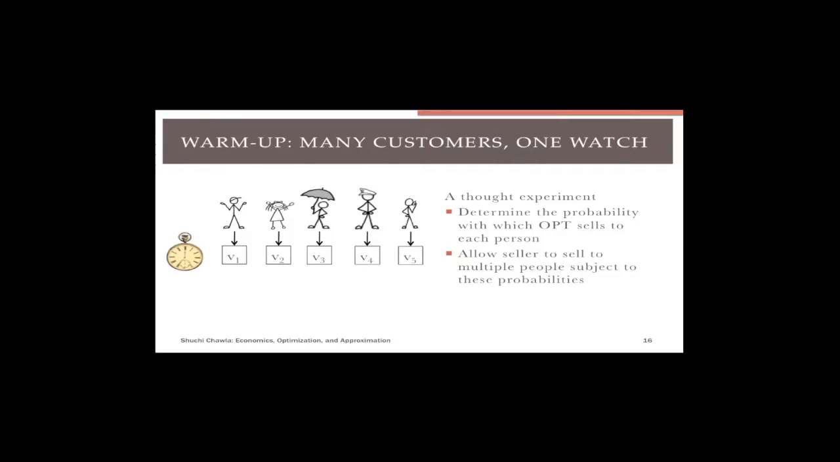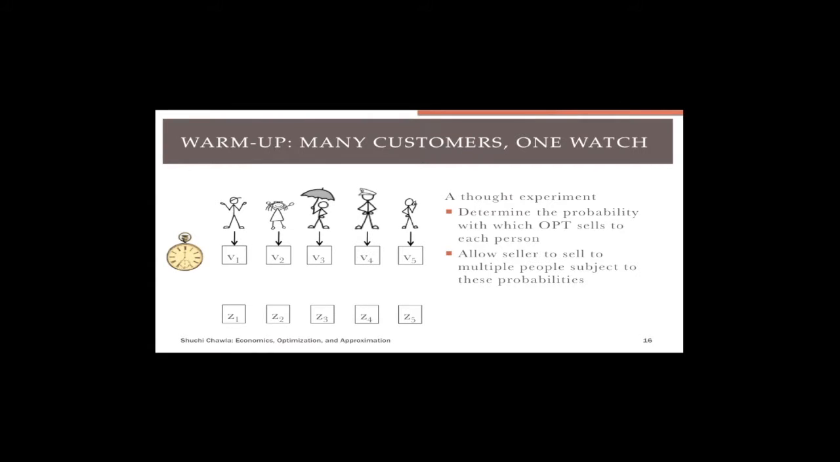So what we are going to do is run the following thought experiment. Let's imagine that we knew what this optimal mechanism did, and we're going to summarize its behavior through a simple sequence of numbers. These numbers are just going to tell us the probabilities with which each of the people is going to get the watch. Let's say that person 1 gets the watch with probability z1, person 2 with probability z2, and so on, under the optimal mechanism.